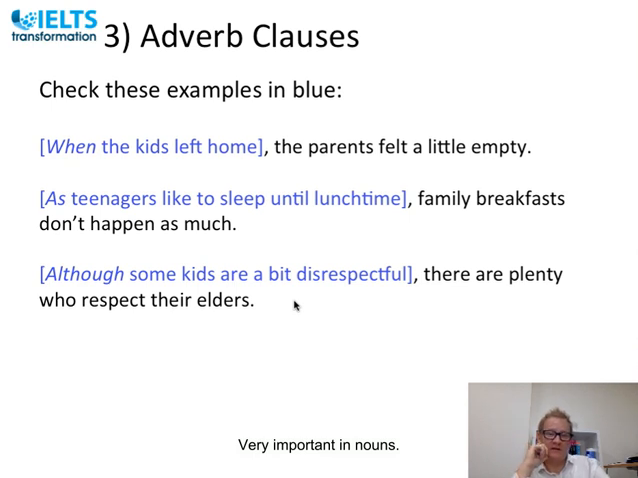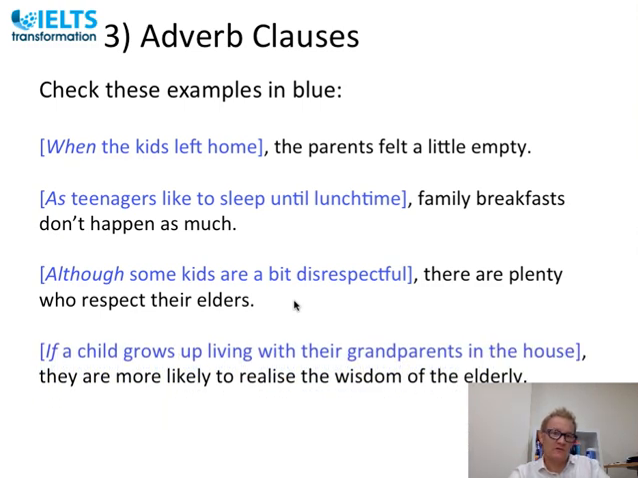Very important in IELTS. Important especially in the writing, Task 1 Academic Writing, and especially in Task 2, the essay, because you always want to talk about the other side of the argument. Although some people say this, I think this. This is when you acknowledge the other side. And really, to get a band 7 or more, you need to do that to answer the question and show good grammar.